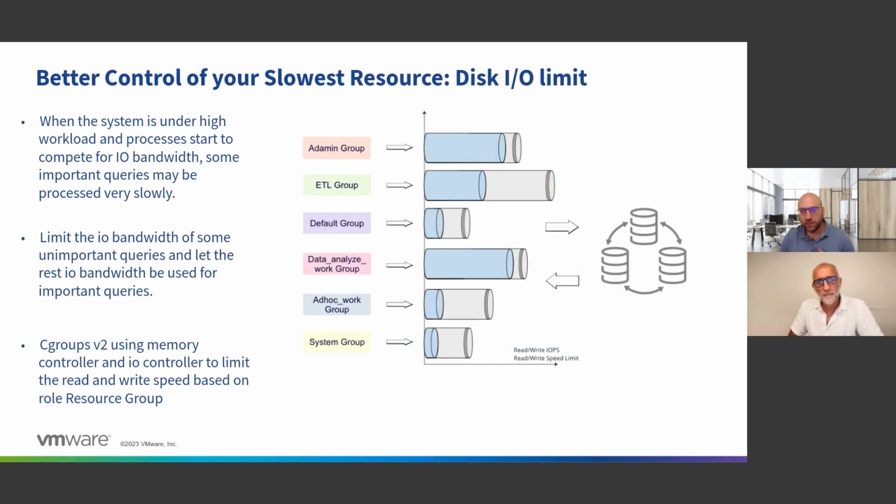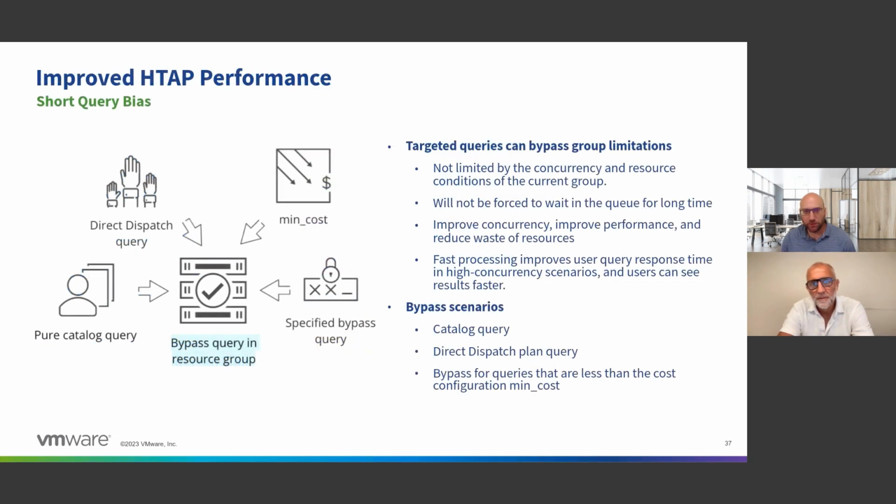And when it comes to disk IO, there is a new control. So in GP6, we had disk space quotas, and we still have disk space quotas, but now we have disk IO throughput controls, so that you can say, for example, my ad hoc group, I want to really put a limitation on how much of the disk IO they can take.